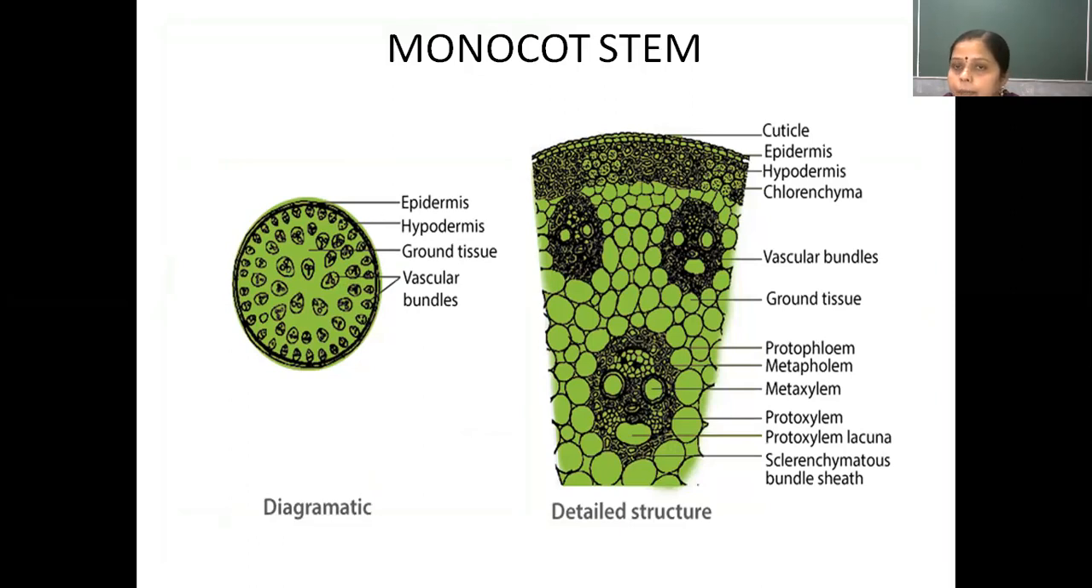Next to the epidermis, we can see the formation of hypodermis, which is made up of sclerenchyma cells. In case of monocot stem, hypodermis is made up of sclerenchymatous cells. Okay, so next to the hypodermis, we can see the formation of chlorenchyma.